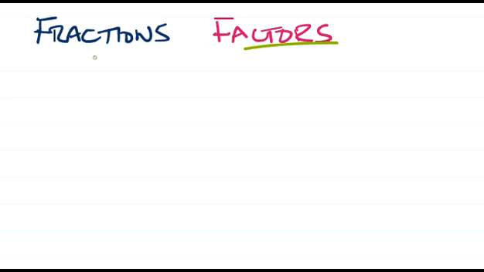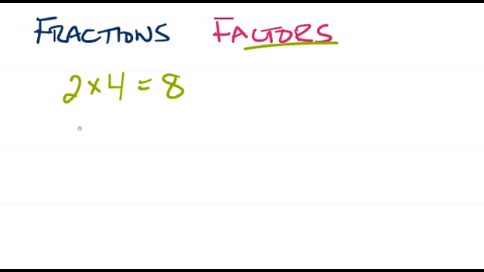Now, here's what a factor is. It's just a fancy word for two or more numbers multiplied together. So, for example, 2 times 4 makes what? It makes 8. Well, 2 and 4 are the factors of 8.